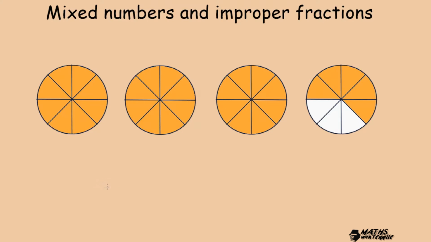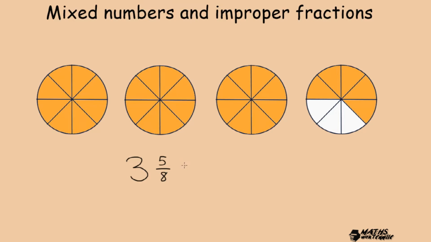Let's look at another example. The shaded bits represent the pizzas that I have. So I have 1, 2, 3 whole pizzas. So that's where I get my whole number. And I have 1, 2, 3, 4, 5 eighths of a pizza. I know it's 5/8 because there are 8 slices that make up each pizza. So this is our mixed number. It has a whole number and a proper fraction.